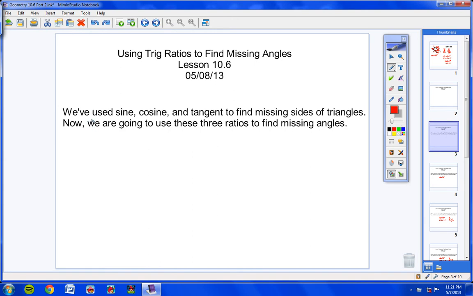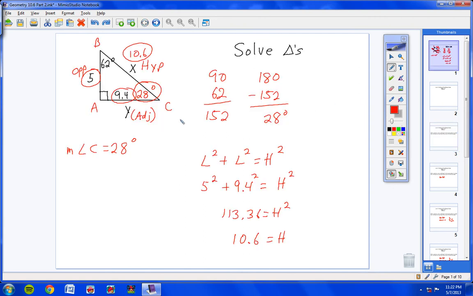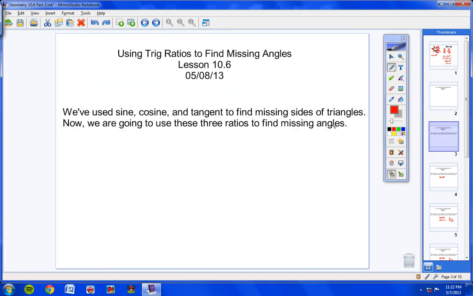Follow along as I read this sentence to you. You don't need to write this down, just listen. We've used sine, cosine, and tangent to find missing sides of triangles. Now we are going to use these three ratios, sine, cosine, and tangent, to find missing angles. Okay? So don't become confused. We've used these trig ratios to find missing sides. We did it right back here in this example. And now we're going to start using trig ratios to find missing angles.